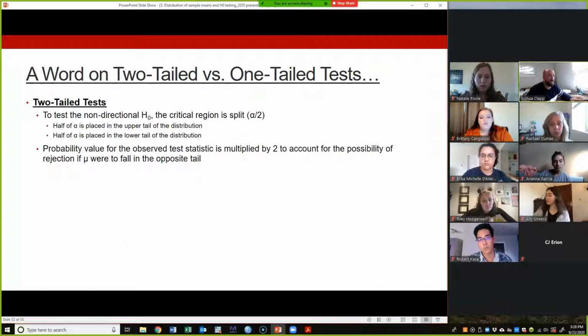So, a quick detour for a moment on two-tailed versus one-tailed tests. Most of the stuff you're going to be doing over the course of your research is going to involve two-tailed tests. This is a non-directional test.